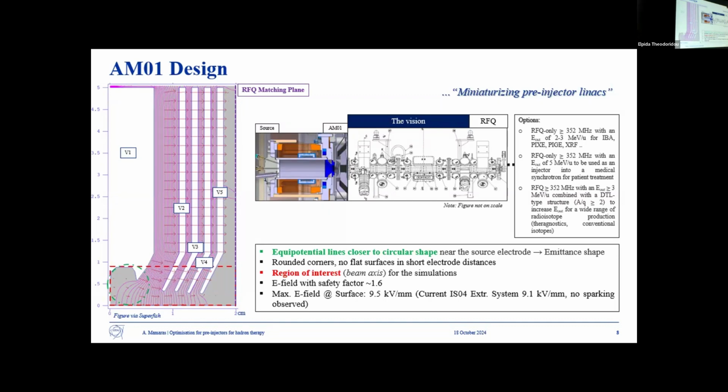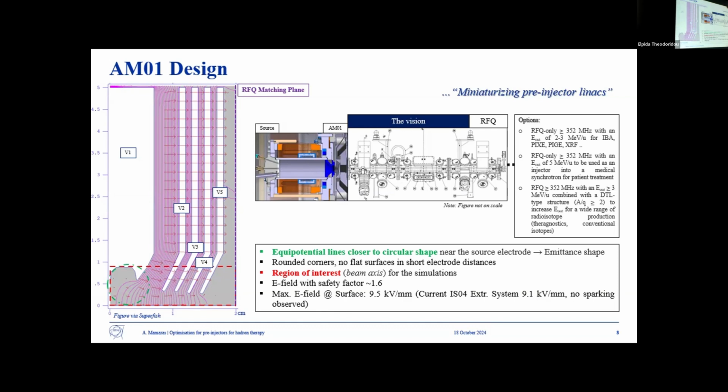What I would like to focus your attention on is the green oval shape here in this area, where the potential lines are closer to the source aperture, where the beam extraction occurs, and it is the key factor for shaping of emittance. Then we ensure that this design has rounded corners and no flat surfaces within short electrode distances to avoid breakdown effects. And this red rectangular shape here is the region of interest that we used for our simulations, which is closer to the beam axis.